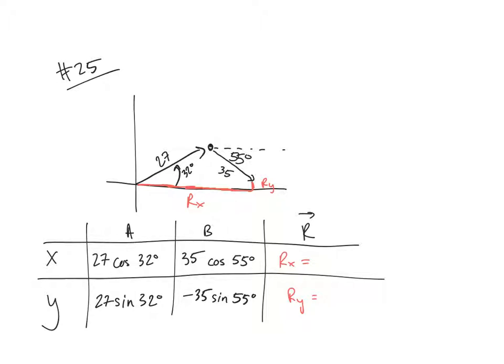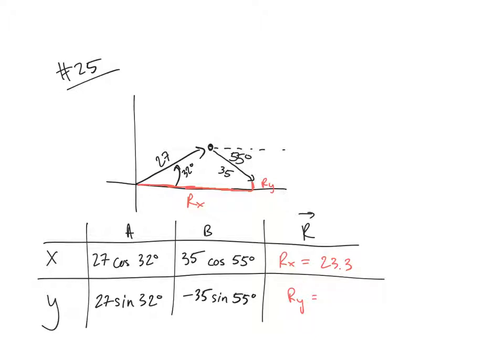So is that 23.3? Okay, and then we need Ry. But remembering that for Ry, we have a positive y component, which is this part going up, and then this vector is coming back down. That's why this is a minus instead of a plus. So it would be plus or minus instead of just minus.